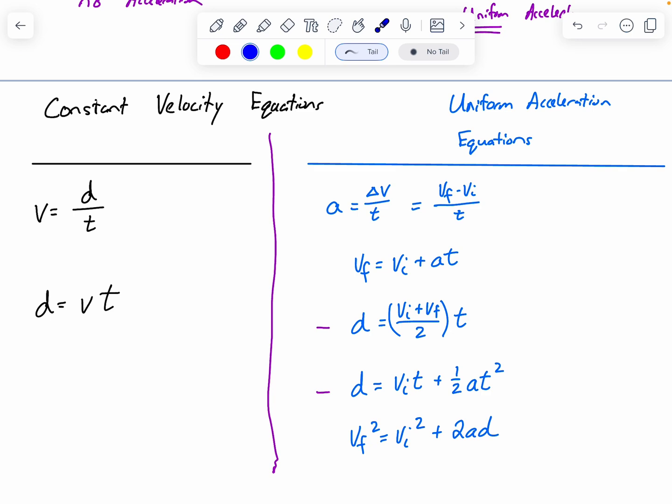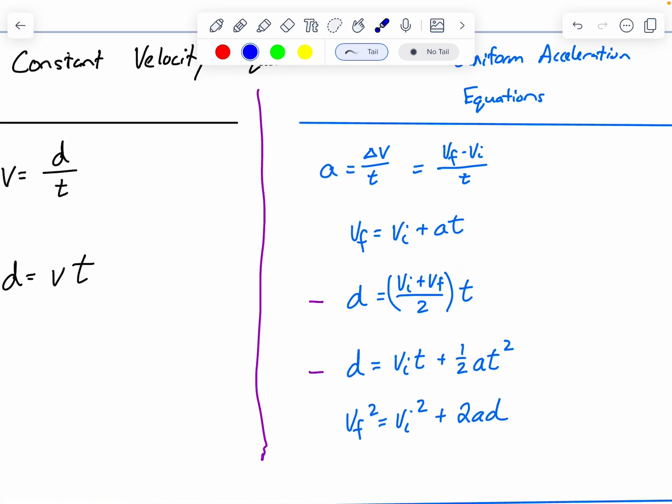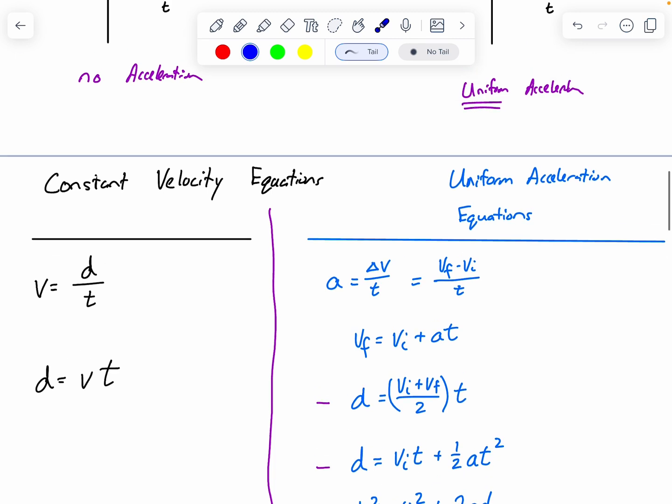So the first question you should ask yourself, and please put this in your notes, is it constant velocity or is it uniform acceleration? Checking that will guide you to the right equations every time.